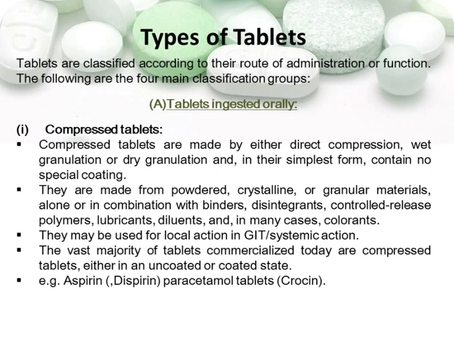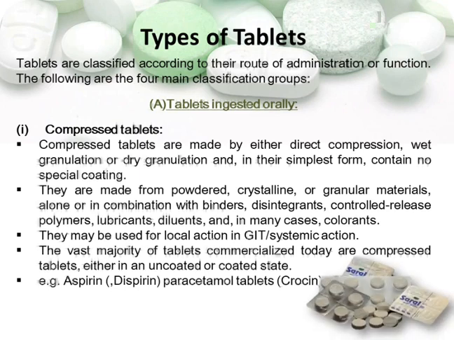Compressed tablets are made by either direct compression, wet granulation, or dry granulation in their simplest form containing no special coating. They are the simplest form of tablets. They are made from powdered, crystalline, or granular materials alone or in combination with the excipients like binders, disintegrants, controlled release polymers, lubricants, diluents, and in many cases colorants. They may be used for local action in GIT or systemic action also. The vast majority of tablets commercialized today are compressed tablets only, either in uncoated or in coated states. Examples are like Disprin and tablets like Crocin.